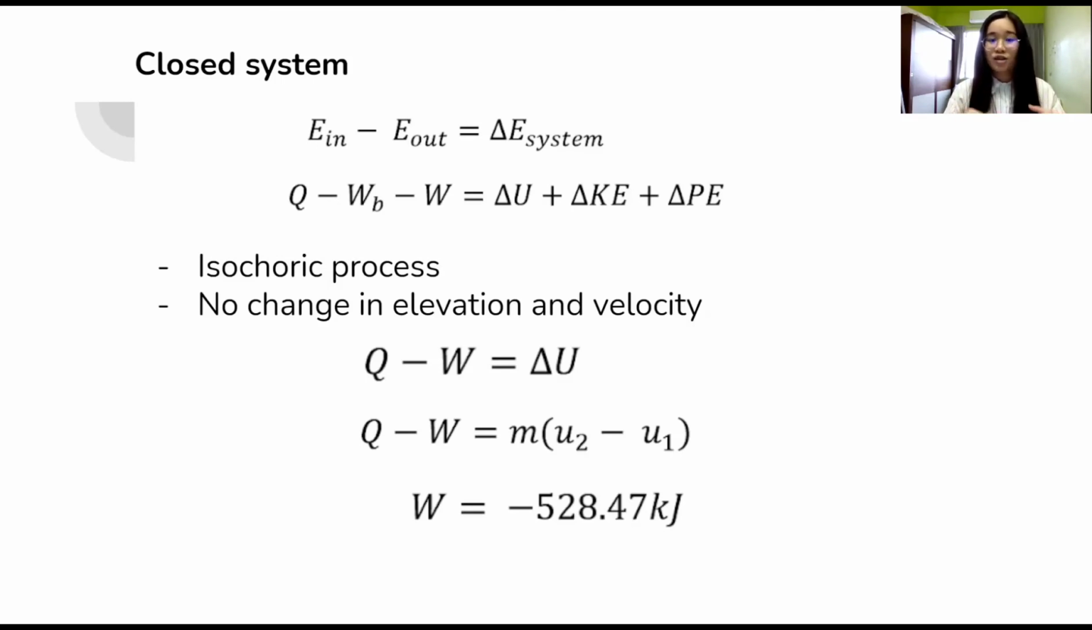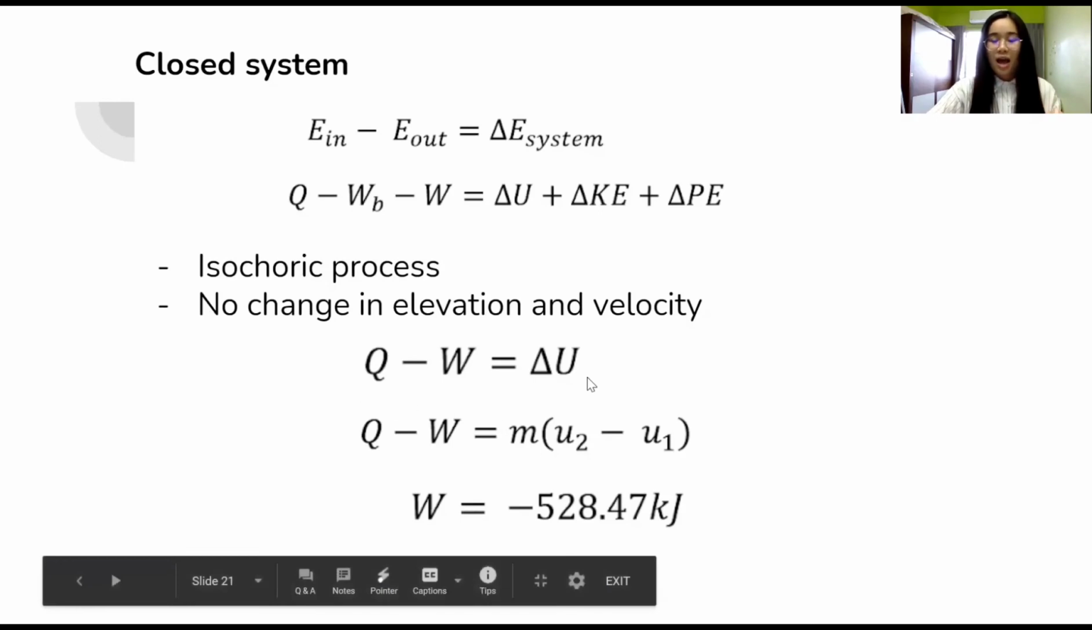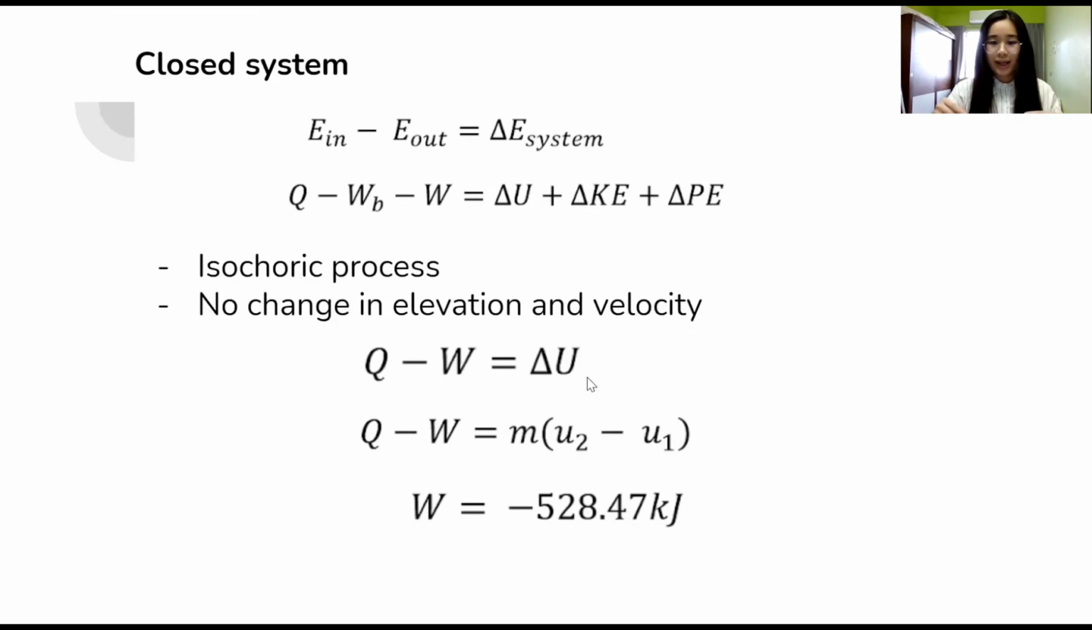Since this process is an isochoric process and there is no change of elevation or velocity, it means that we do not need to include the boundary work and the change of kinetic energy and potential energy in the equation, and we obtain the final equation as this. And by substituting the values, we obtain that the work done in this process is equal to negative 428.47 kJ. And this negative indicates that the work is done on the system, and it is actually the work input.